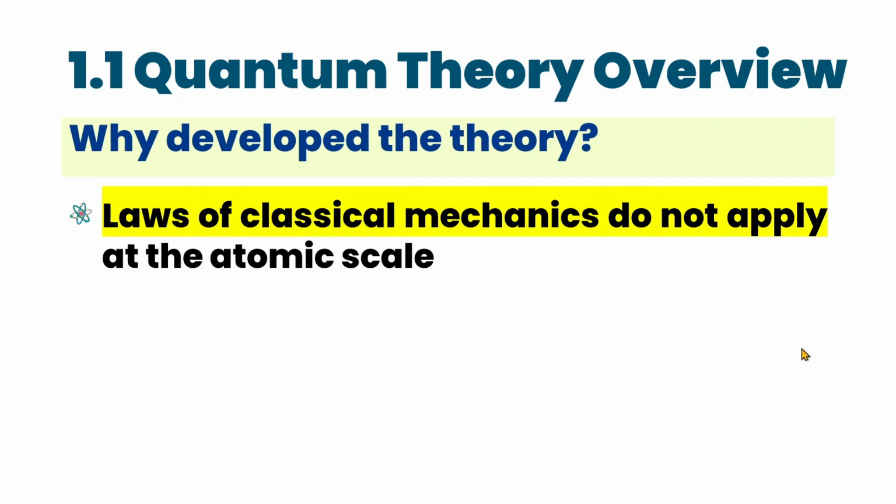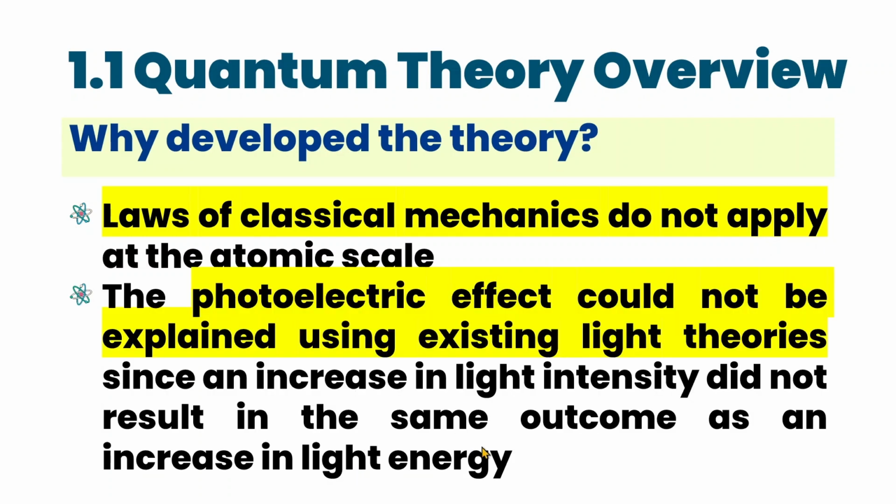One of the big clues came from something called the photoelectric effect. Scientists noticed that shining light on a metal surface could knock electrons out from that metal surface, but the results didn't match what classical light theories predicted. They found that increasing the intensity of light didn't always make more electrons come out. What really mattered was the energy of the light, specifically its frequency. That strange behavior couldn't be explained by classical physics, and that's what led to the development of quantum theory.